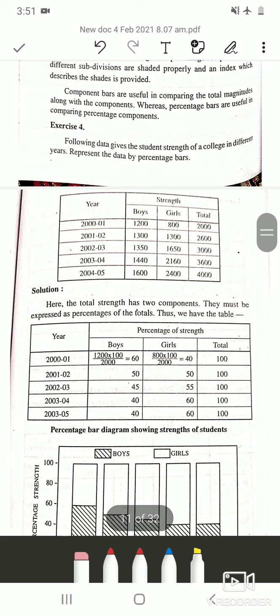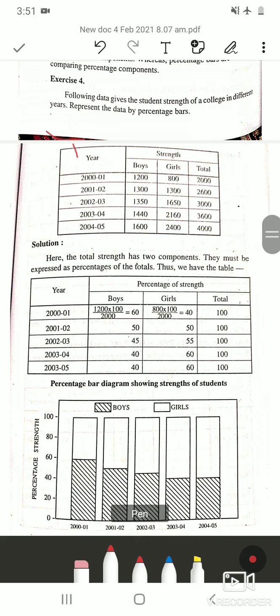So let us see an example. The following data gives the student strength of a college in different years. Represent the data by percentage bars. So here they have given years, and the strength of boys, girls and total strength in the corresponding year. For example, for the year 2000 to 2001, the strength of boys is 1200, the strength of girls is 800 and the total is 2000. So here the total strength has two components and they must be expressed as a percentage of the total.